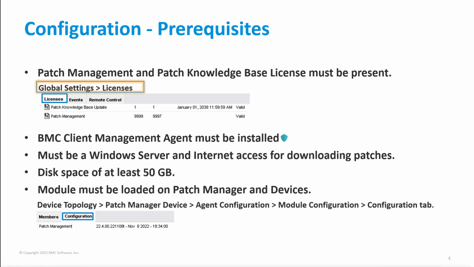BMC Client Management must be installed on both the patch manager and all devices that need to be patched. It must be a Windows server and should have internet access for downloading patches. Additionally, the Windows server must have sufficient storage of at least 50 gigabytes to support the installation of the required updates. Lastly, the patch management module must be loaded on both the patch manager and the devices that require patching. To check whether the module is loaded, you can go to the highlighted path mentioned here.